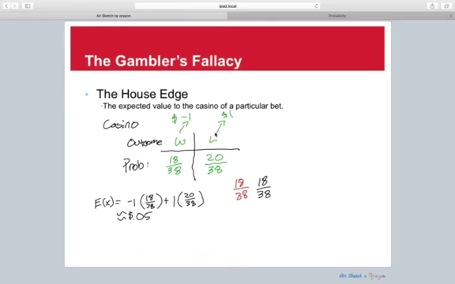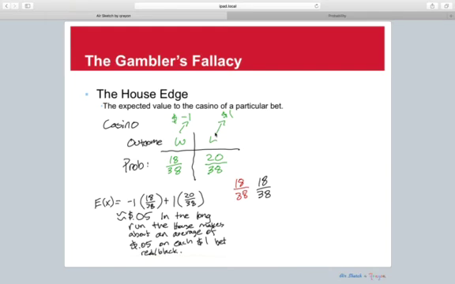And that just means that in the long run, the house, meaning the casino, makes an average of 5 cents on each dollar bet, specifically on this game, so on red-black.